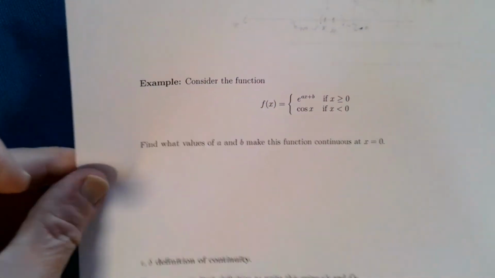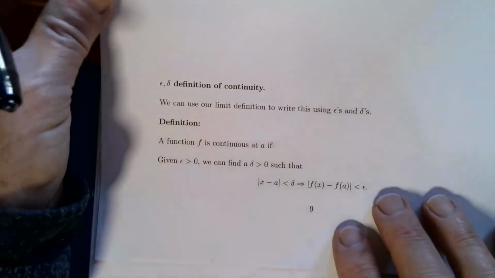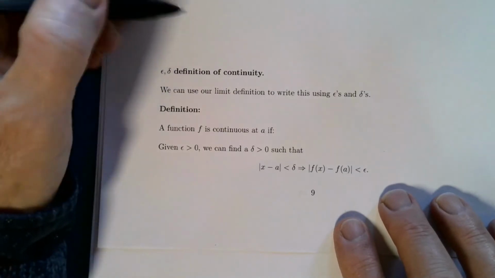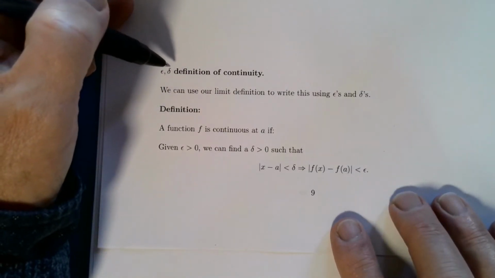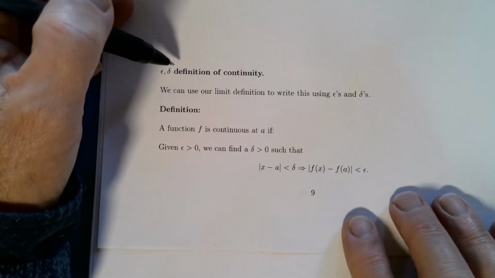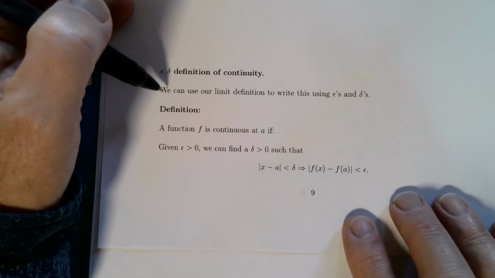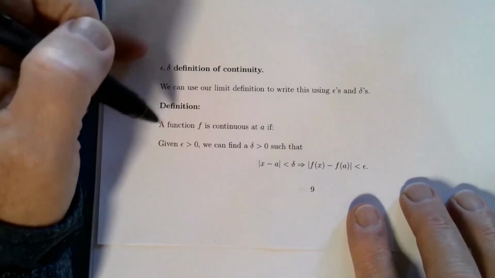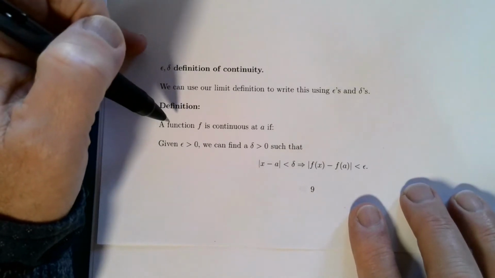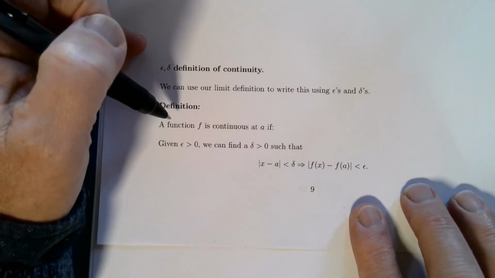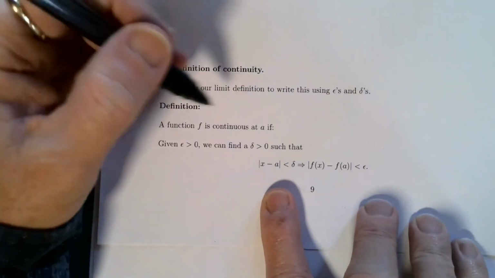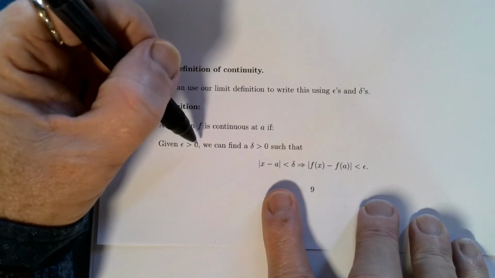Now, because we define continuity in terms of limits, we can also rewrite our definition of continuity using epsilons and deltas. So we can use our limit definition to write this using epsilons and deltas, and here it is. What we're saying is that the limit as x goes to a of f of x is equal to f of a, and that's the same as saying: given epsilon bigger than naught.